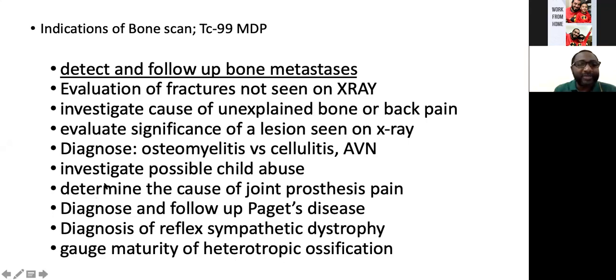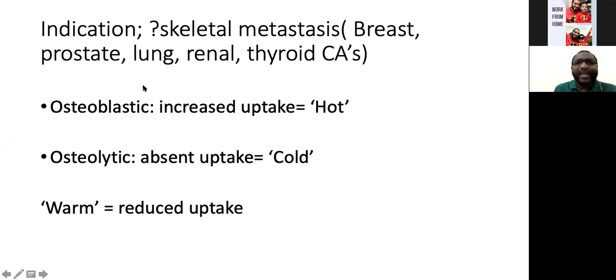I will try as much as possible in the course of this presentation to show you all of these images, and then you'll be able to differentiate those pathologies on a bone scan. Again, the indication of a bone scan is primarily to look for metastasis. Remember that not all cancers spread to the skeleton, but the common ones that metastasize to the skeleton are breast, prostate, lung, renal, and thyroid cancers.